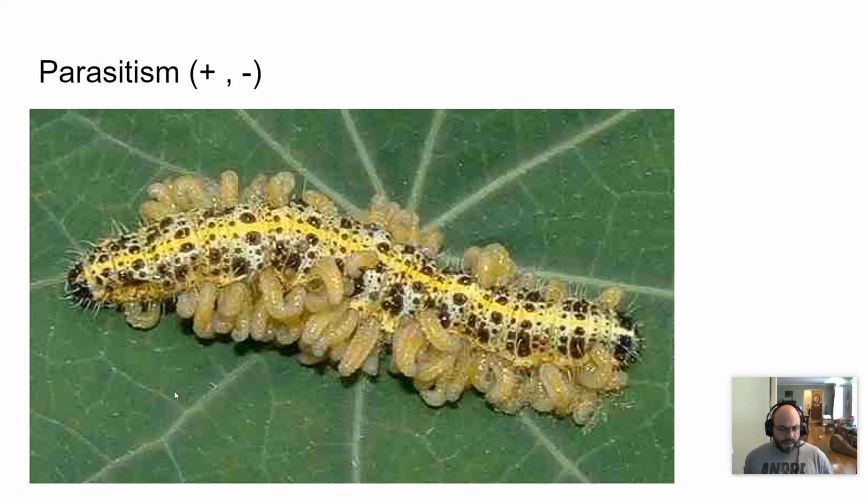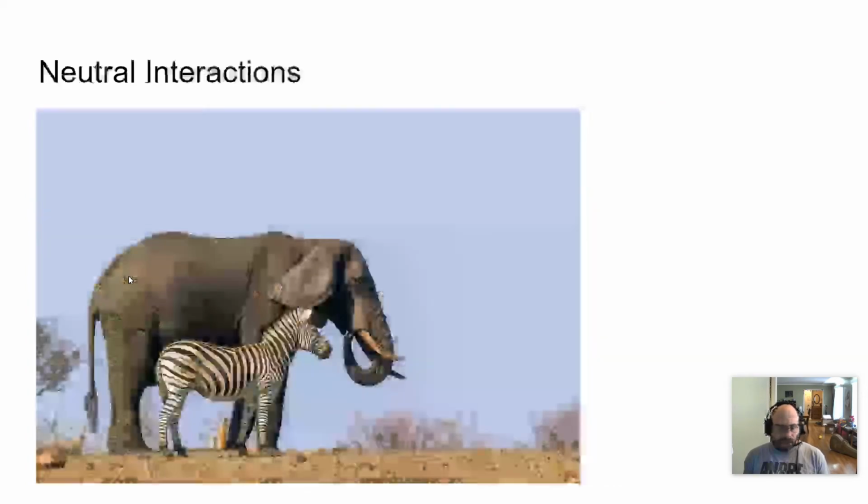This picture is incredibly blurry, oddly enough, but this shows a parasitoid wasp has laid its eggs in a caterpillar, and those eggs have hatched, and the little wasp larvae are now exiting the worm, causing the worm to die, sadly. And so this is an example of a plus minus relationship, but it doesn't always result in the death of the organism, or at least the immediate death of the organism. But in this relationship, definitely only one organism is getting benefit.